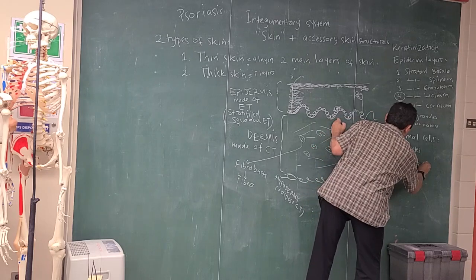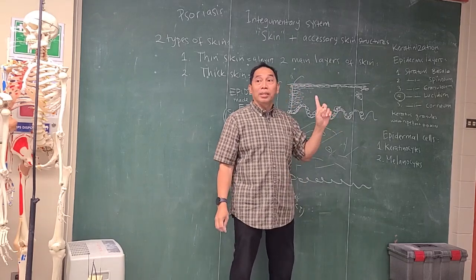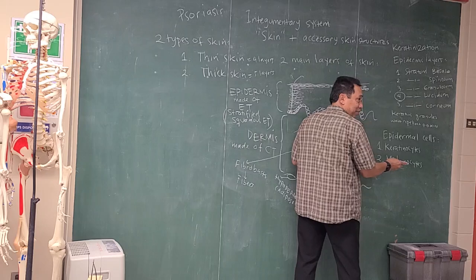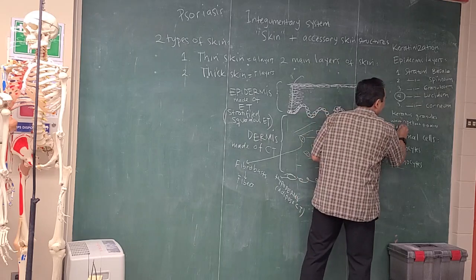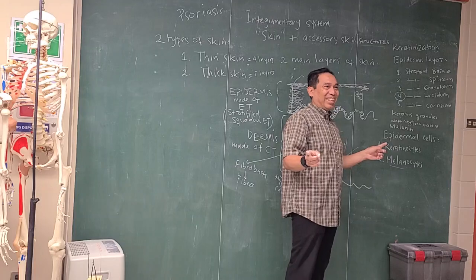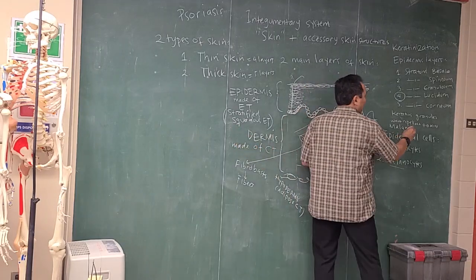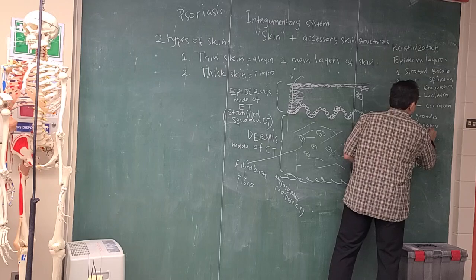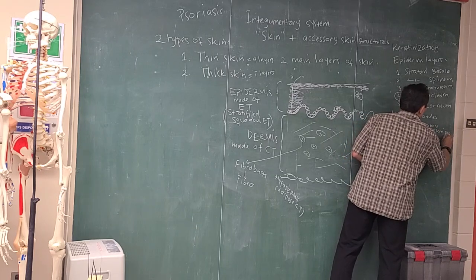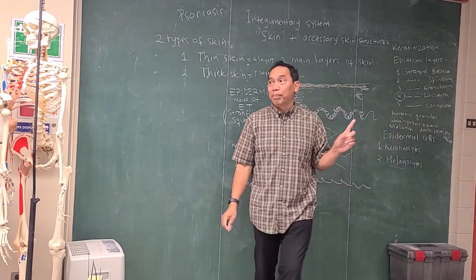Melanocyte. What does cyte mean? Cell. The first word is melanin. Melanin is the name of proteins that give darker color. This is what we call the dark skin pigment. So melanin is a dark skin pigment.